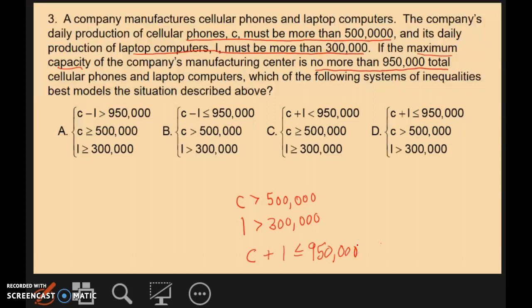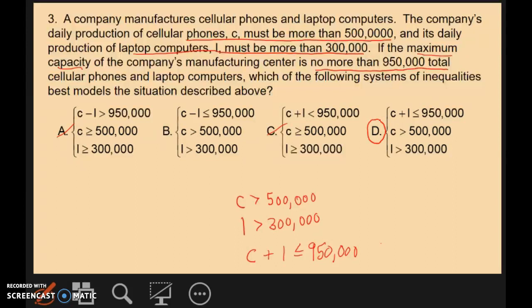So I'm looking for the system of inequalities that shows me that, and I know that A and C are out because of the greater than or equal to versus the greater than. And I know that B is out because that's showing me that the number of cell phones minus the number of laptops has to be 950. That's not how production works. We're putting them together because we need to know the total number of units produced. So it's the number of laptops plus the number of cell phones has to be less than or equal to 950. So D would be our correct choice.